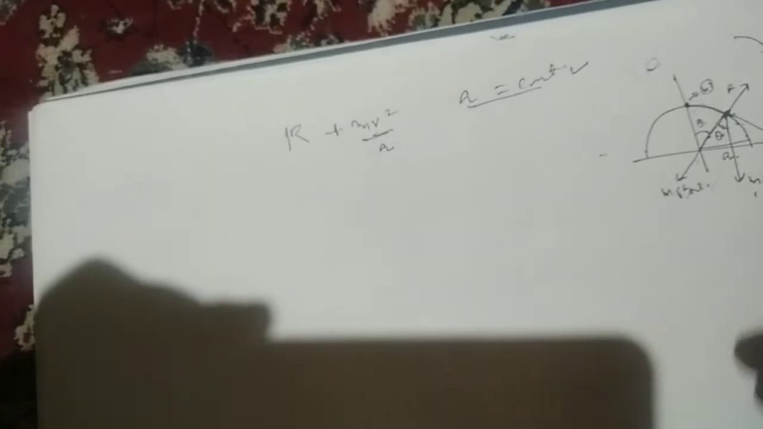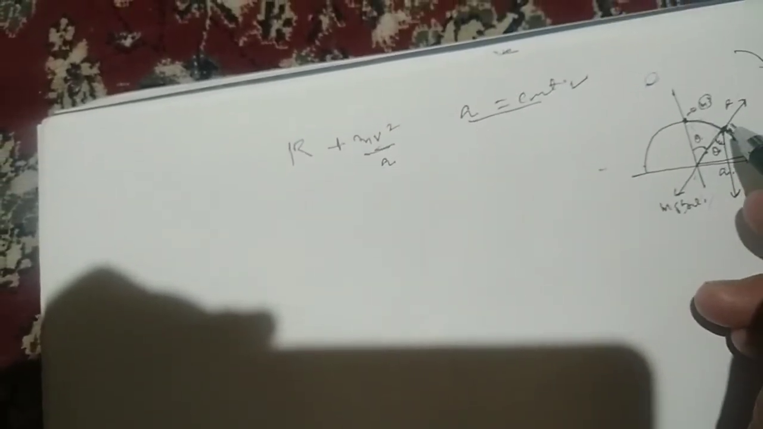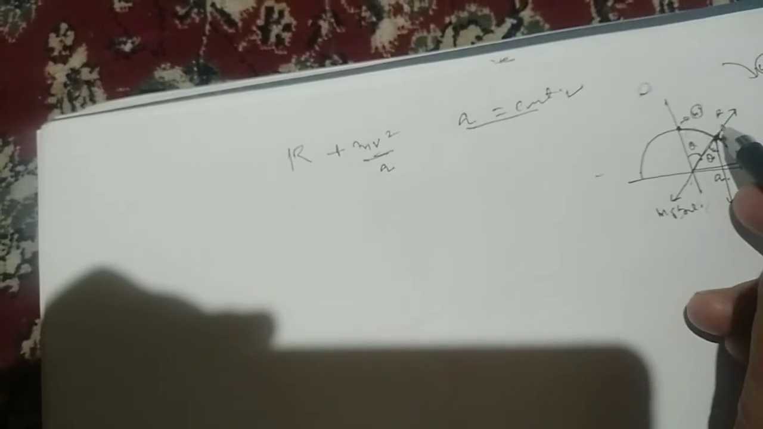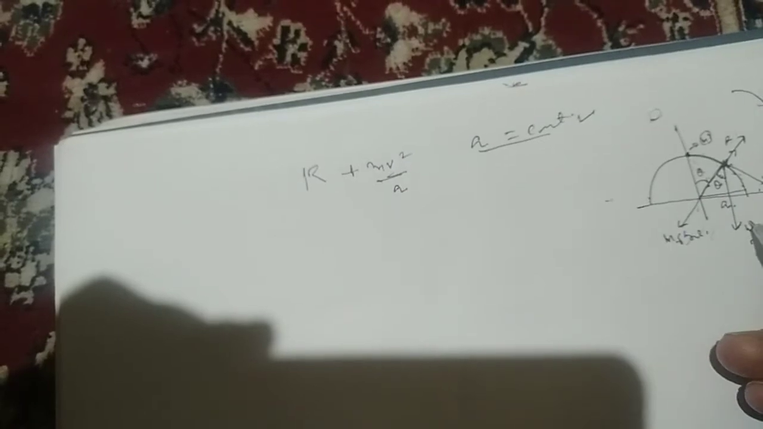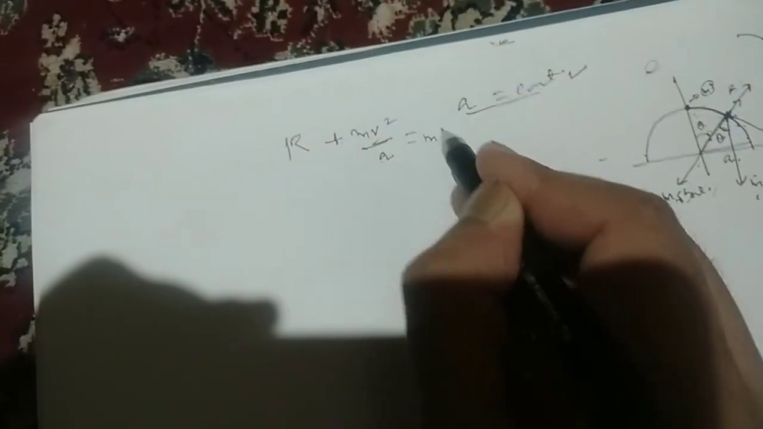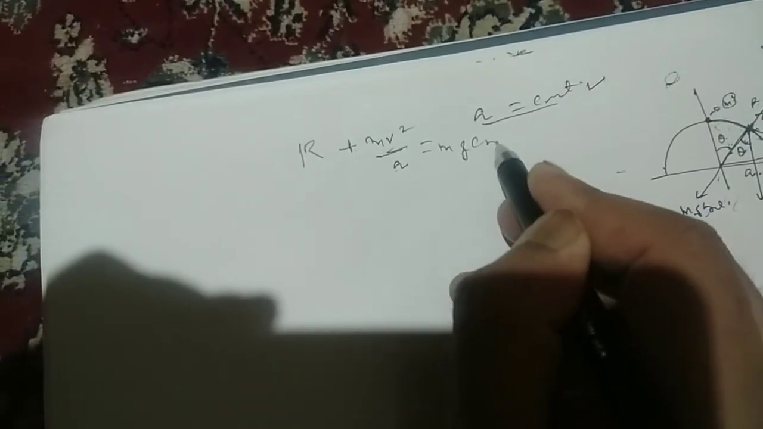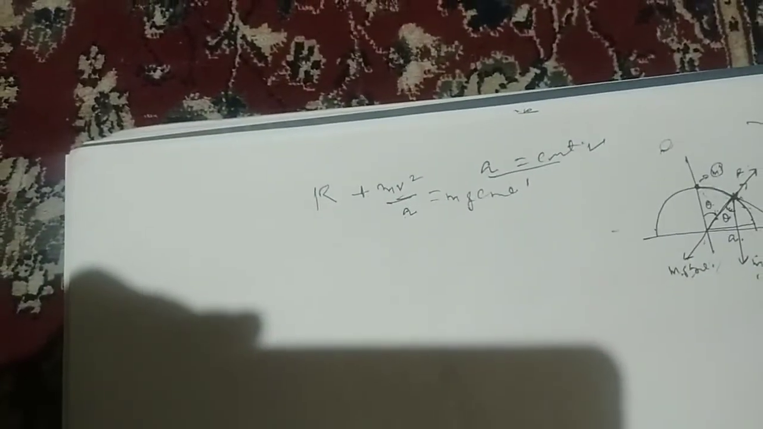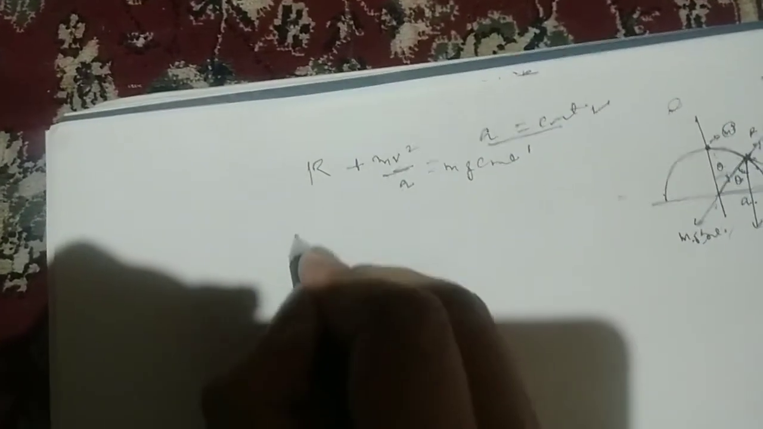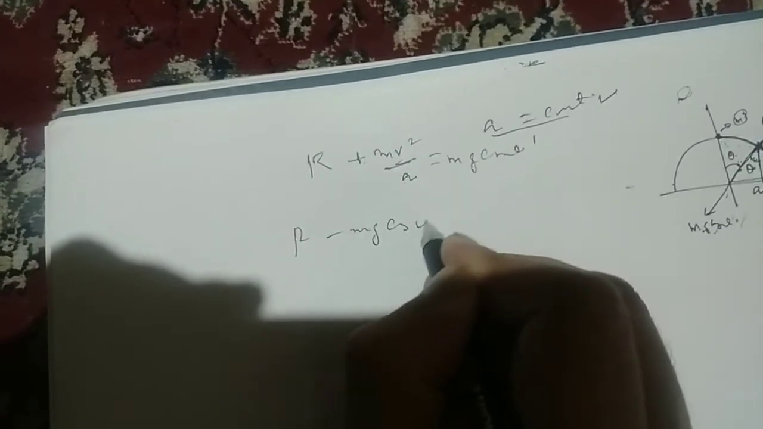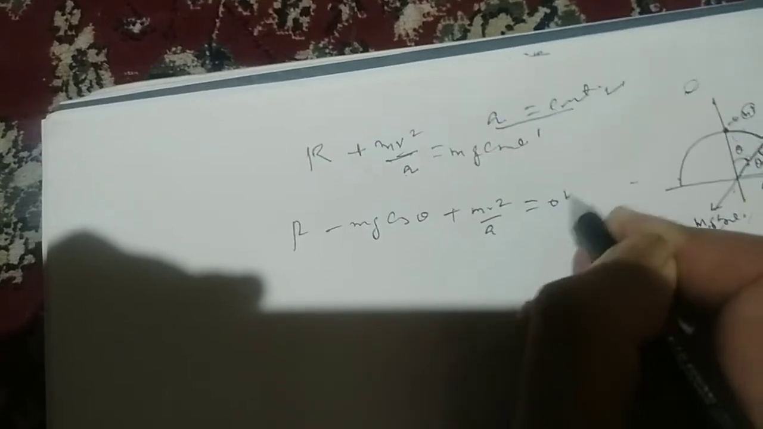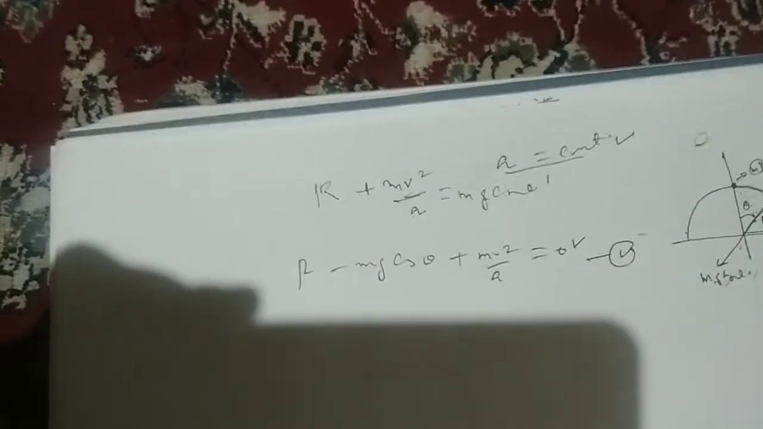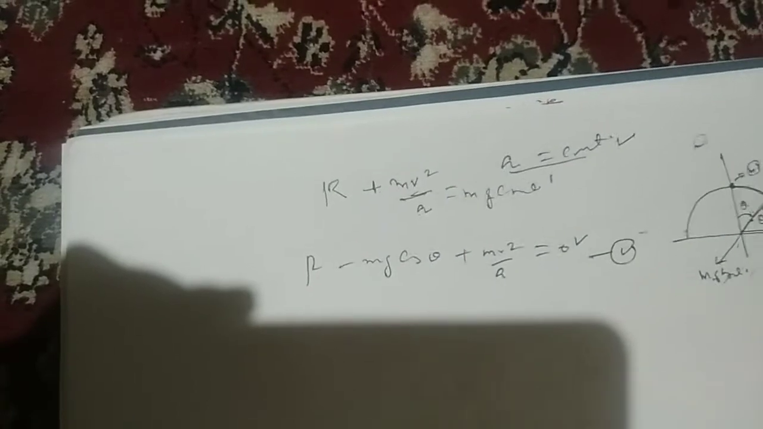These are the two forces which act on this particle, and there is one more force, the component of the weight, mg cosine theta. So I can say R minus mg cosine theta plus mv square by a is 0. This will be Newton's second law in this form, and I will number this equation first.